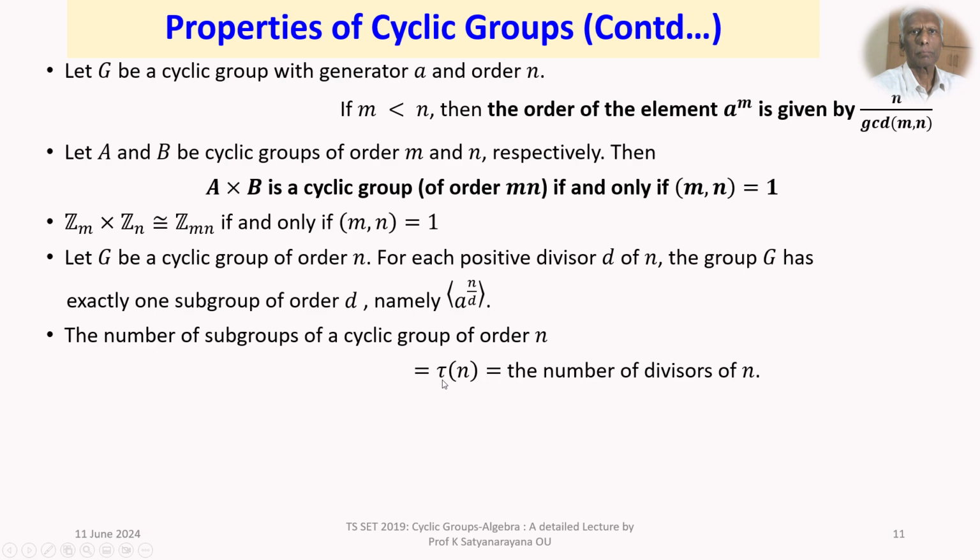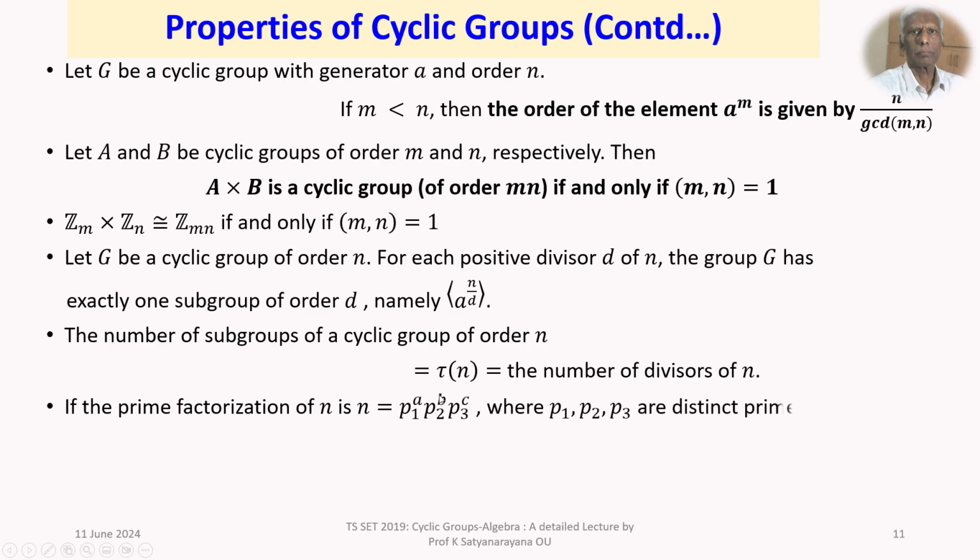From number theory, it is denoted by tau of n. And I will show you a formula for tau of n. If the prime factorization of n is p1 to the power of a into p2 to the power of b into p3 to the power of c, where p1, p2, p3 are distinct primes, then tau of n is (a plus 1) into (b plus 1) into (c plus 1).